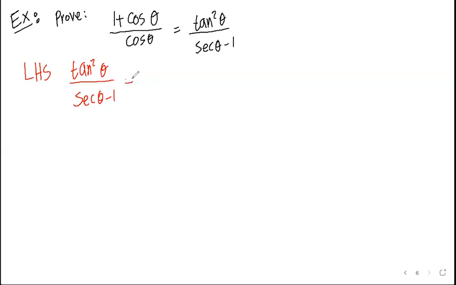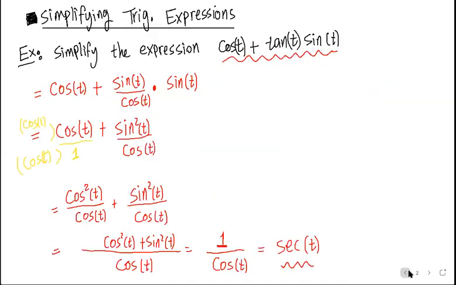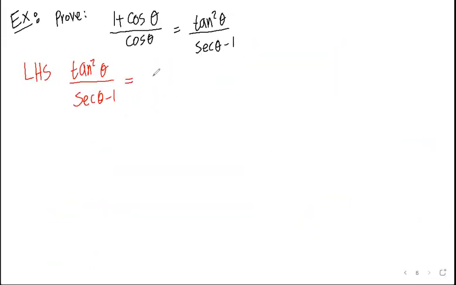Okay, what is the tan of theta? Tan square is sine squared over cosine squared, right? You can use this one here: the tan square of theta equals secant square minus 1, right? Secant square minus 1. I don't know if it's going to be used, but it's okay. So it equals secant square minus 1 over secant theta minus 1.